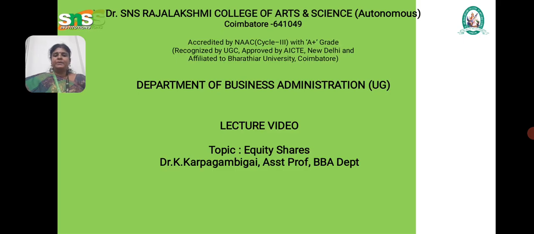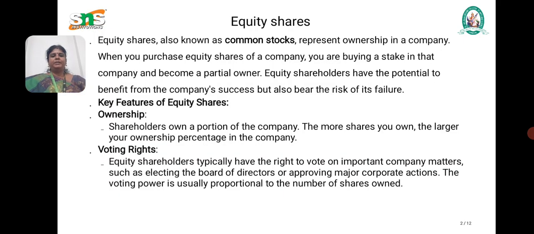Now we are going to see about the equity shares. Already we have seen that equity shares, also known as common stocks, represent ownership in a company. When you purchase equity shares of a company, you are buying a stake in that company and become a partial owner. Equity shareholders have the potential to benefit from the company's success but also bear the risk of its failures.